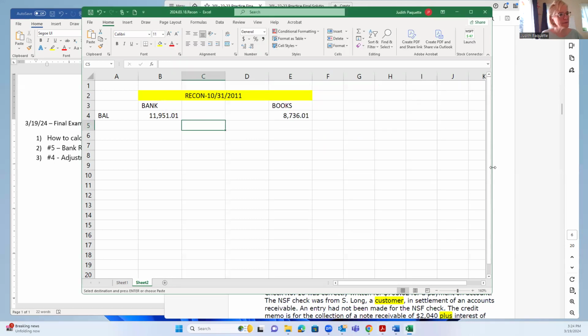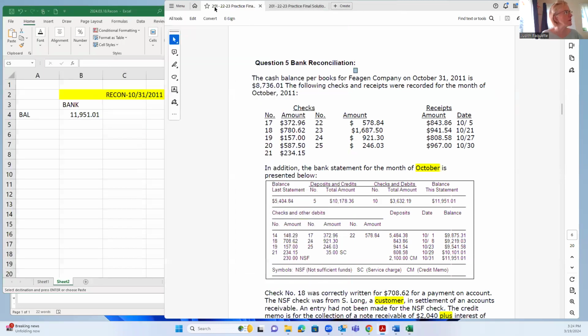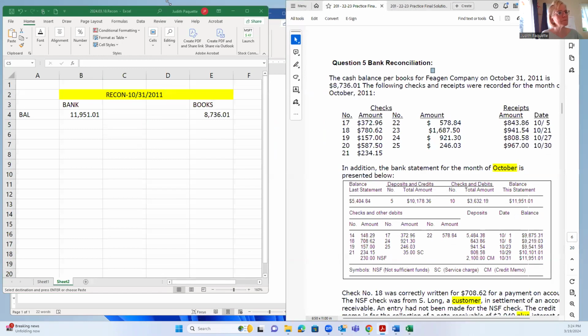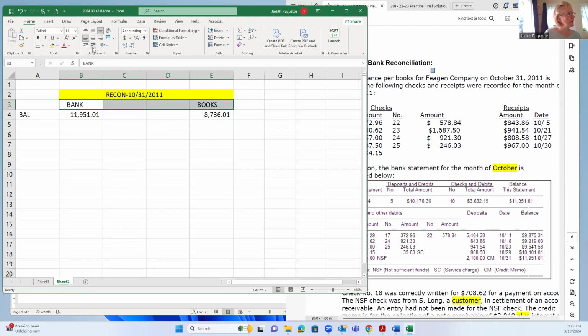So I'm going to lay this side by side so we can see them, hopefully. Can you see both of these? Yep. Okay. So we've got the cash balance. When we say books, I really want you guys to think in terms of the books meaning the cash T account. That's what the books are all about.